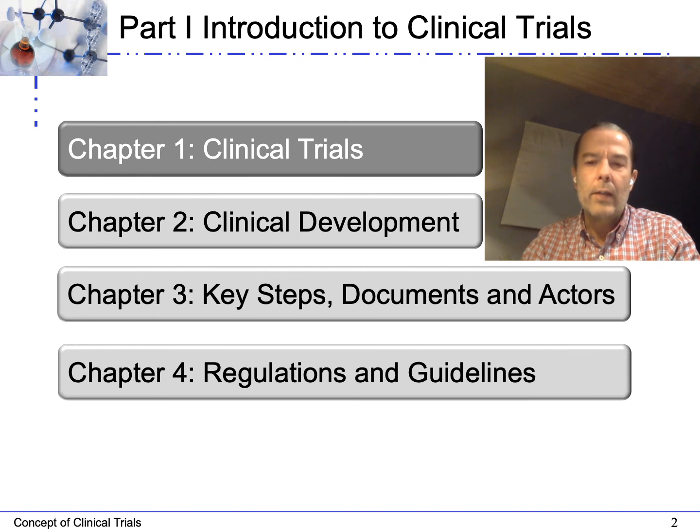Finally, in the last chapter, Chapter 4, we will cover the various regulations and guidelines that exist to ensure that the rights, safety, and well-being of trial participants are properly protected, and the results of the trials are robust and credible in answering the research question.